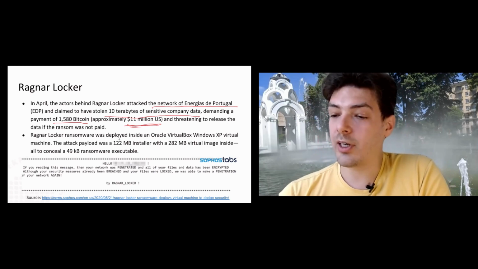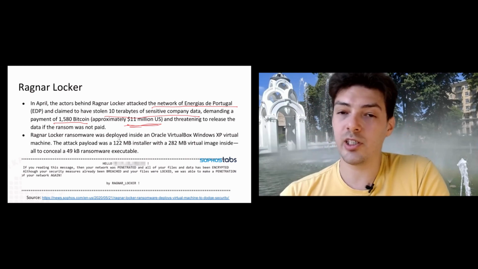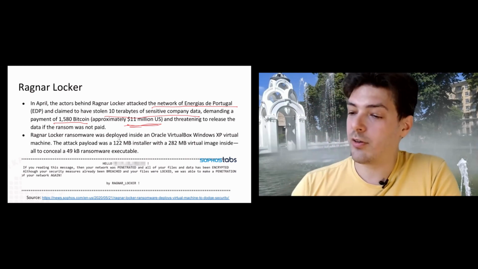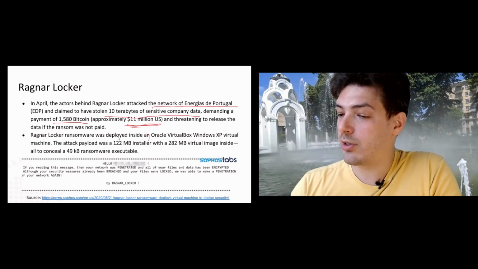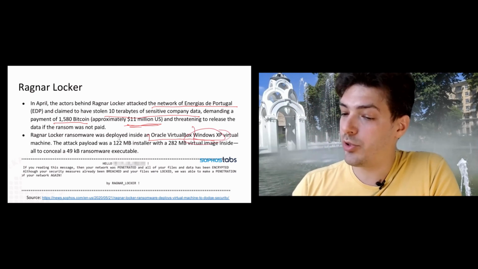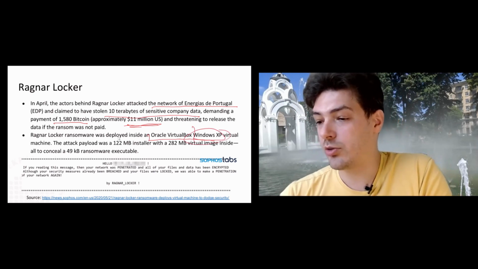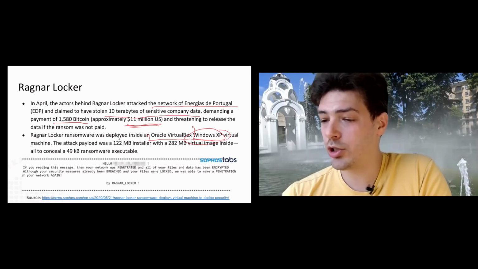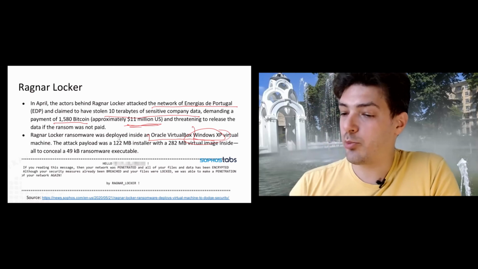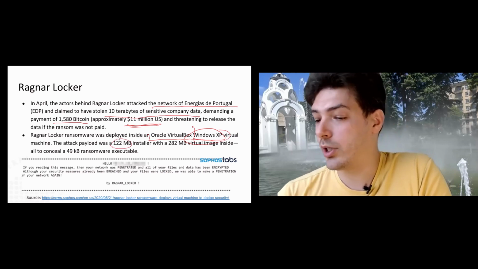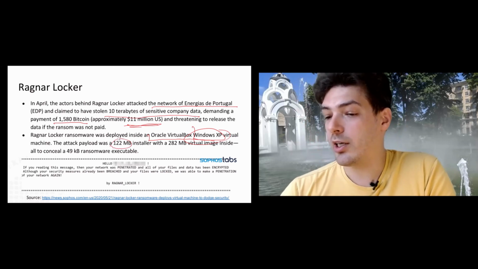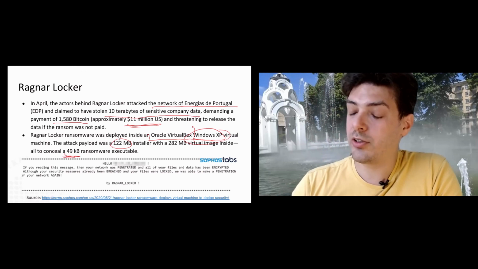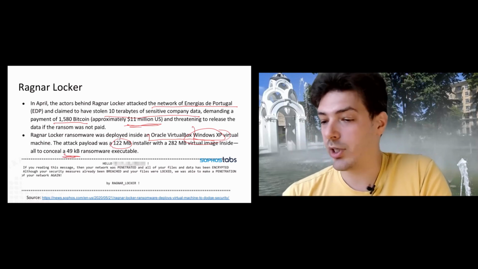The interesting thing is how Ragnar Locker bypassed anti-malware solutions. They deployed a minimal version of Oracle VirtualBox and started a Windows XP virtual machine image. So this is called, I believe, a mini Windows XP image. And the attack payload was 122 megabytes, while the ransomware payload was just 49 kilobytes.